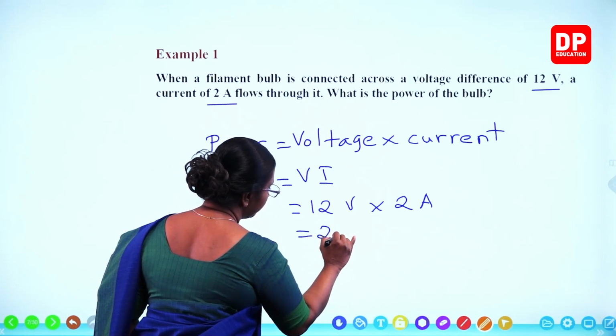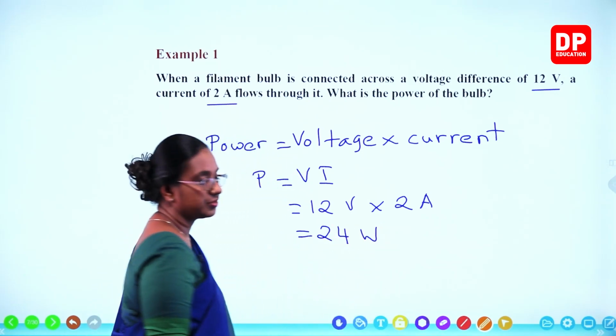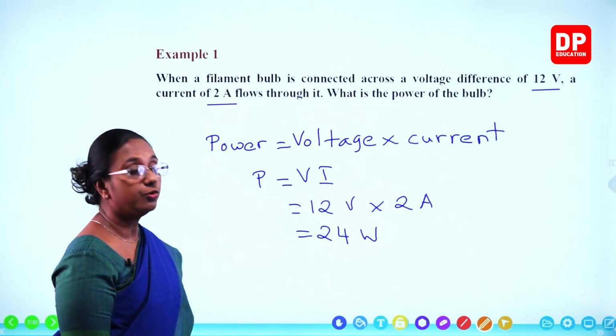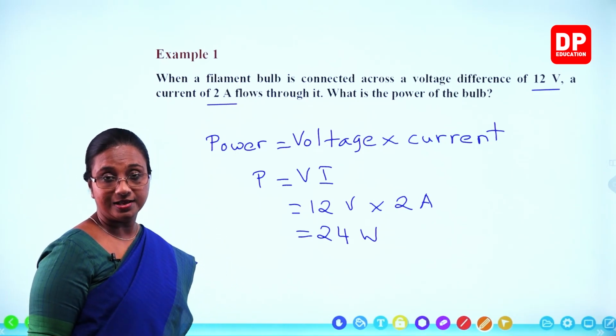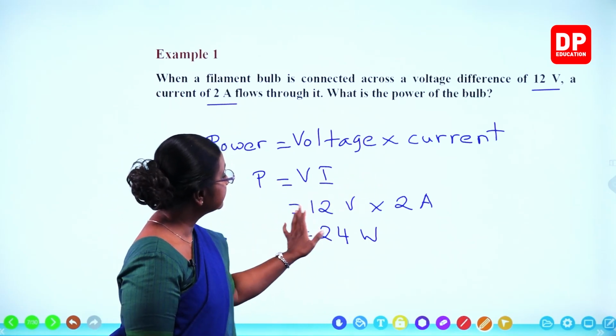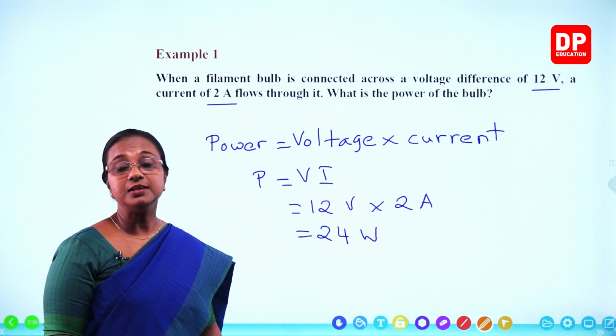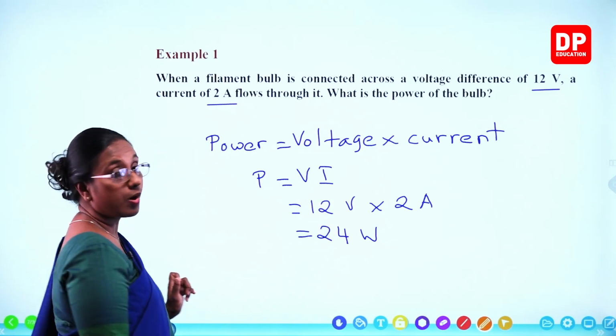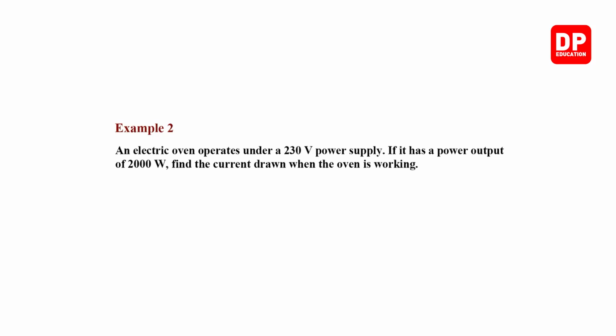So, that is going to be 24 watts. That is the power of the bulb, 24 watts. Is that clear? You have to directly substitute the values and do the calculation. With that, students, I'll move on to the next slide.